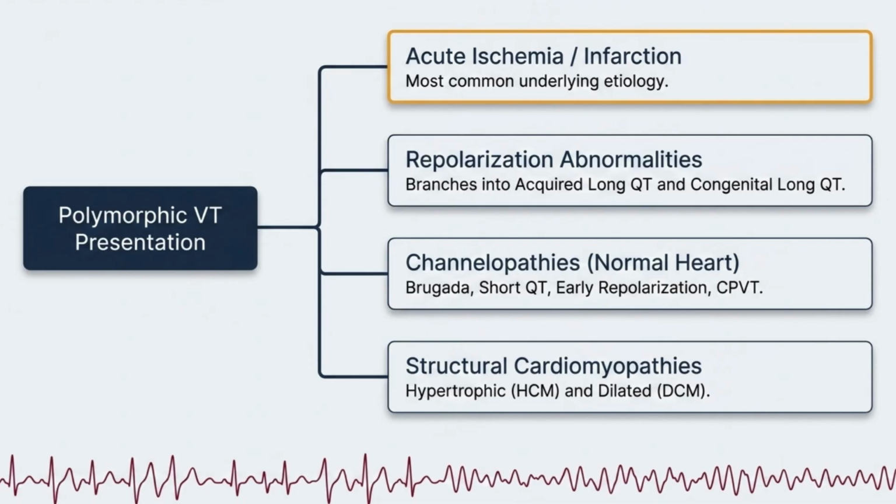Patients with polymorphic VT typically present with a few key underlying etiologies. The most common underlying etiology is acute ischemia or infarction. Other major categories include repolarization abnormalities, which branch into acquired long QT and congenital long QT; channelopathies with a normal heart, such as Brugada, short QT, early repolarization, CPVT; and structural cardiomyopathies like hypertrophic or dilated forms.